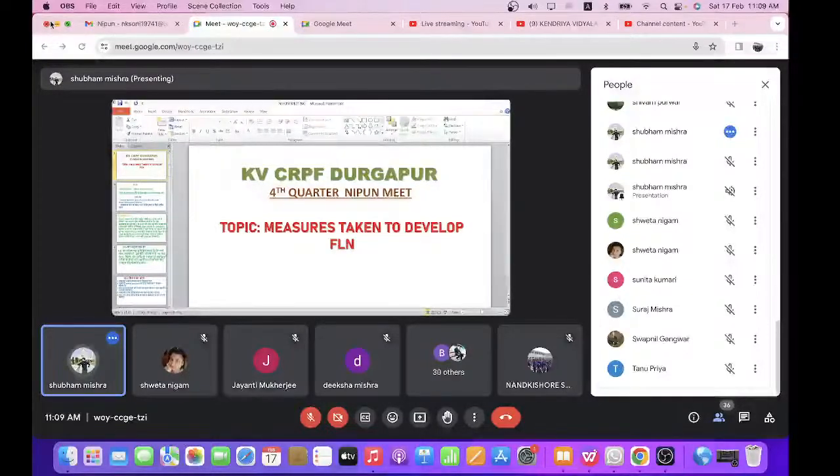The topic for today's fourth quarter Nipun Mid topic presentation is measures taken to develop FLN. So, what is the full form of FLN? That is Foundational Literacy and Numeracy.